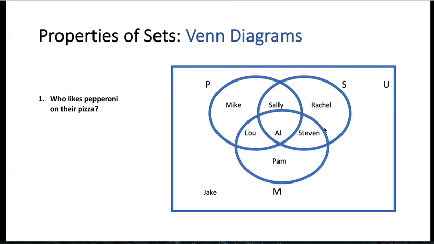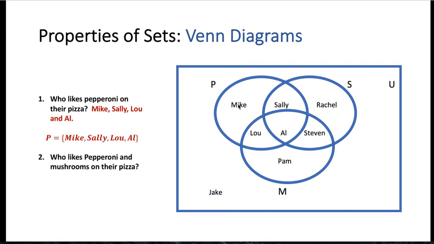So let's say we have these 8 students in Mrs. Dunn's class. Looking at this Venn diagram, who likes pepperoni on their pizza? Take a minute to think about it. What would be your answer? It should be Mike, Sally, Lou, and Al. All of these people like pepperoni on their pizza. While Mike is the only person who likes only pepperoni, Mike, Sally, Lou, and Al all like pepperoni on their pizza.